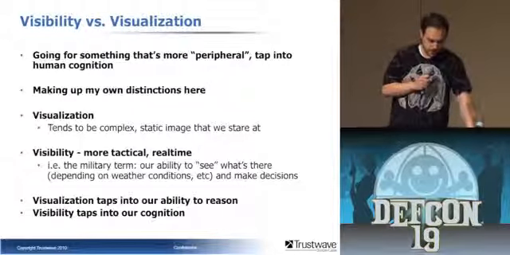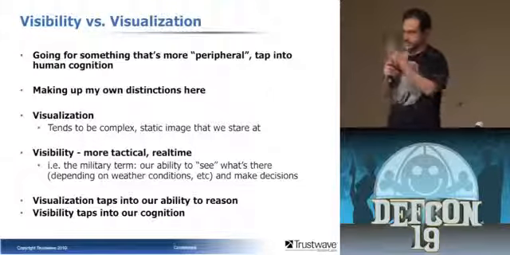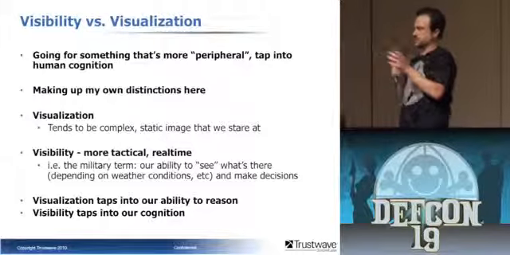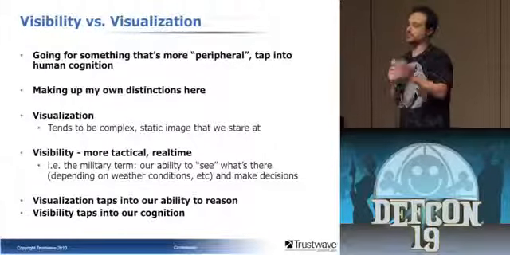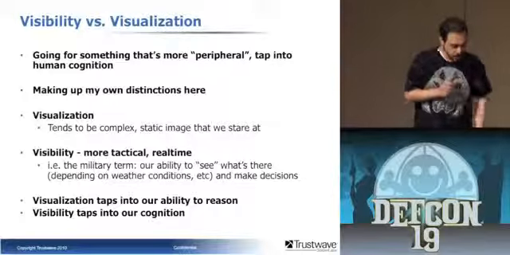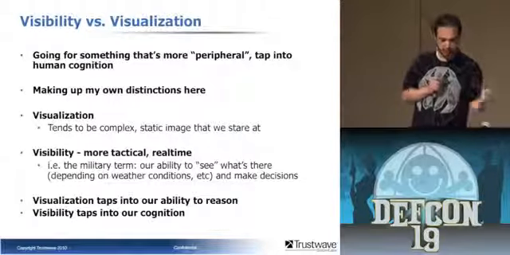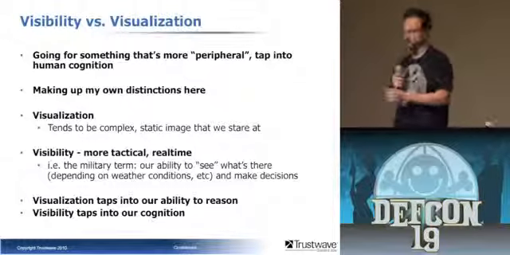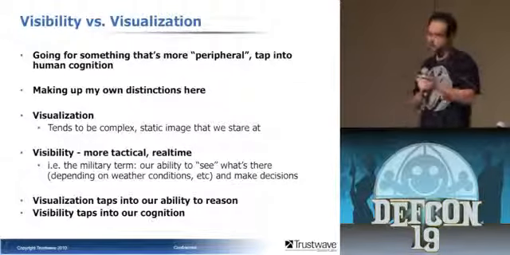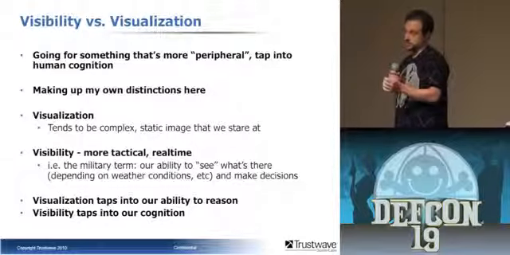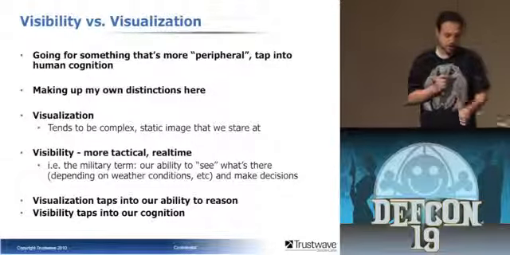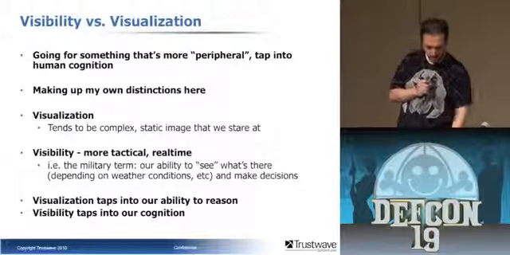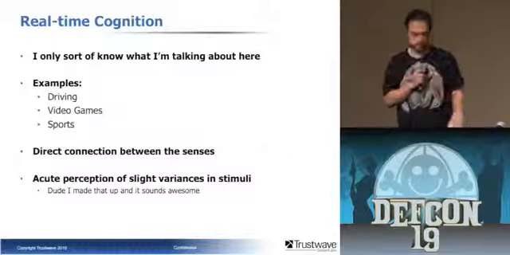But the thing was that there's this idea that you only have a certain amount of visibility, a certain ability to react to what's happening based on what you can see, right? So visualization taps into our ability to reason, to figure things out. It might answer questions. Visibility is more like it taps into our cognition, and maybe it causes us to ask questions.